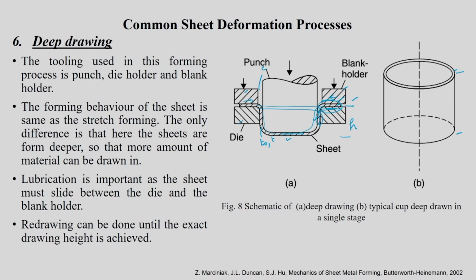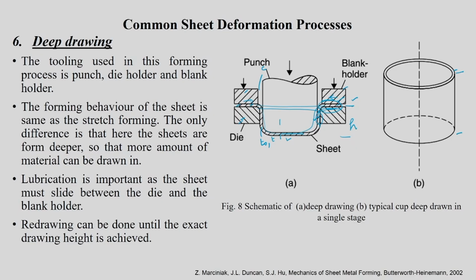Now, other than that, lubrication is important. You have friction between the punch and the sheet, then between the blank holder and the sheet, and the die and the sheet. So, interface friction is going to be important, and that is why we are using lubricants.